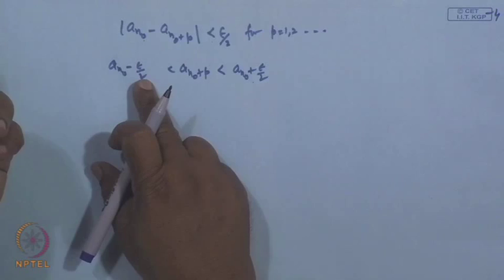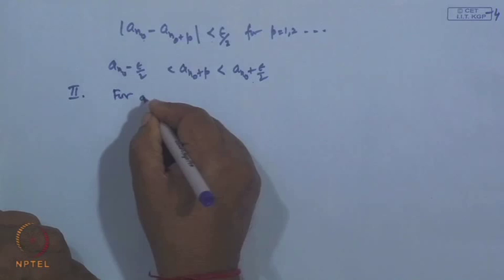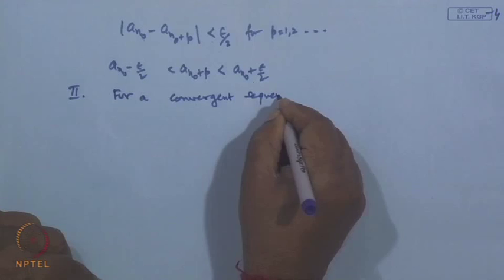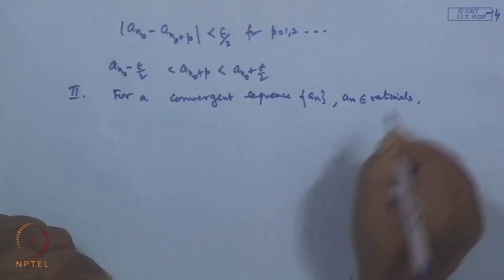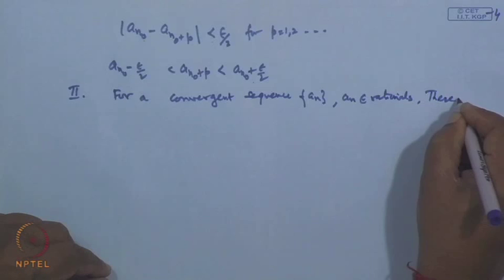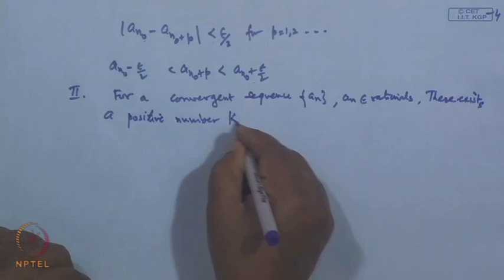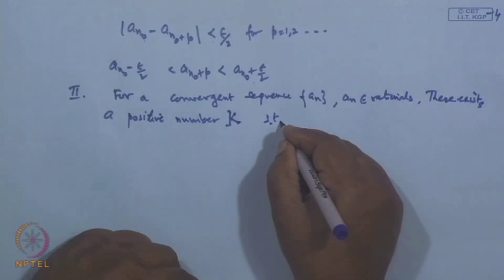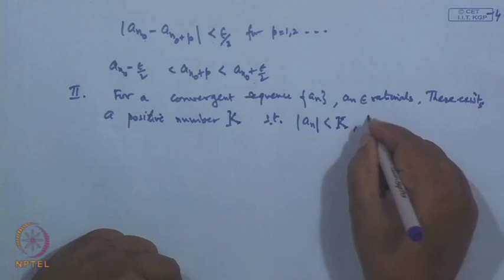Now, the second property is of this: for a convergent sequence A n, of course, you are taking the A n's to be rationals, there exists a positive number k such that mod of A n is strictly less than k, or dominated or bounded by k, for all values of n.